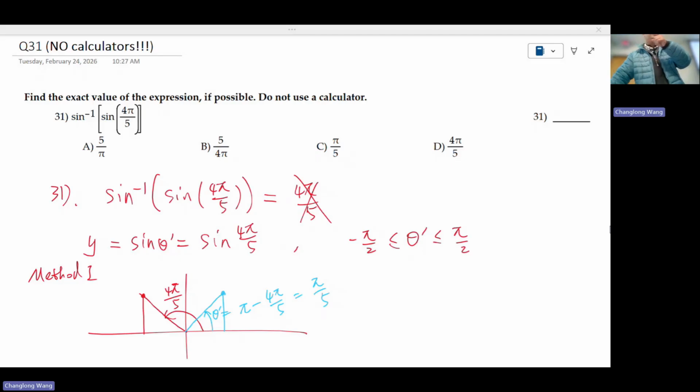It's too big, right? It's beyond the range of sine inverse. And you guys know the sine inverse has the range from negative pi over 2 to pi over 2, right? So that's the first thing. It's wrong to have the 4 pi over 5 back.